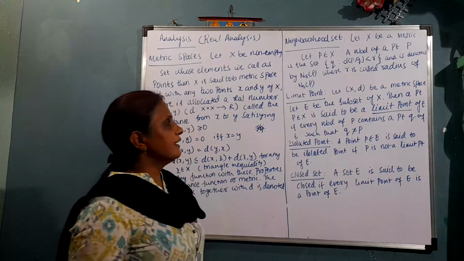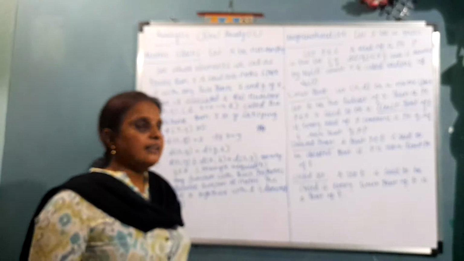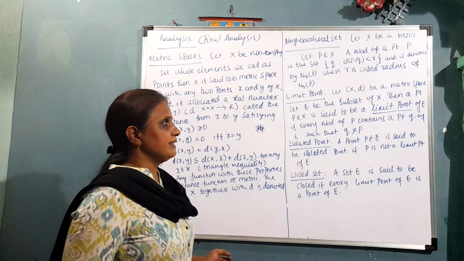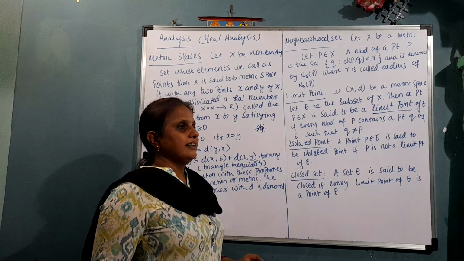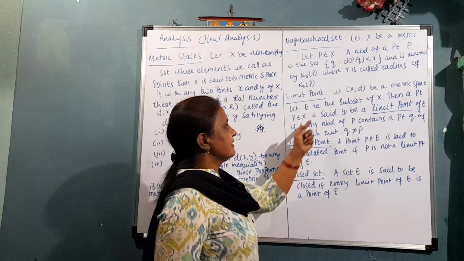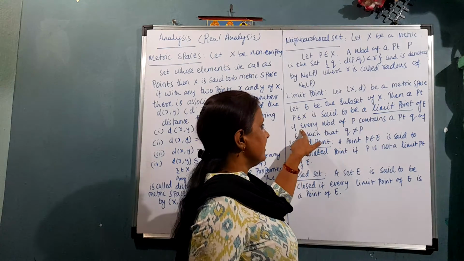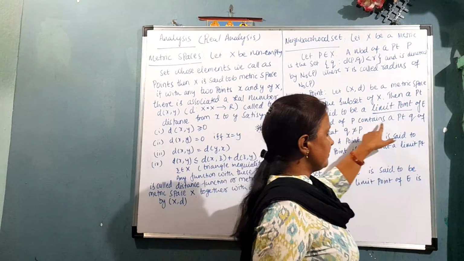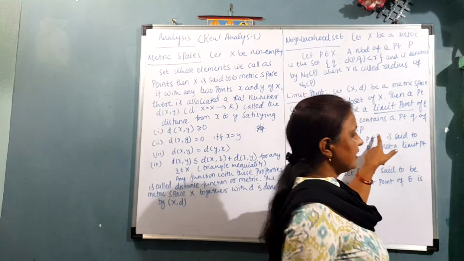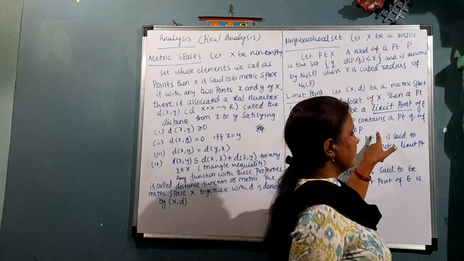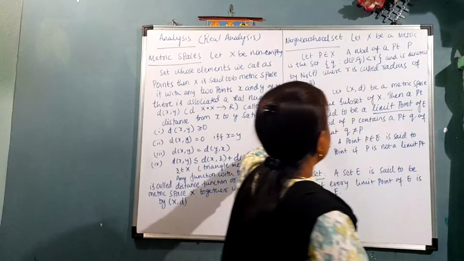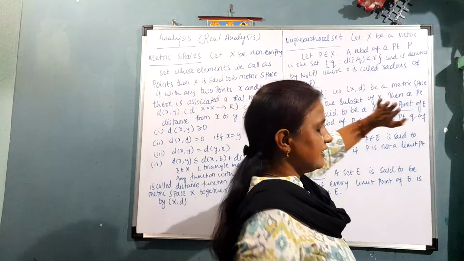Now next, limit point. Here let (X, d) be a metric space. Suppose E is a subset of X, then a point P belongs to X is said to be a limit point of E if every neighborhood of P contains a point Q of E such that Q not equal to P. Let (X, d) be a metric space. Let E be a subset of X.